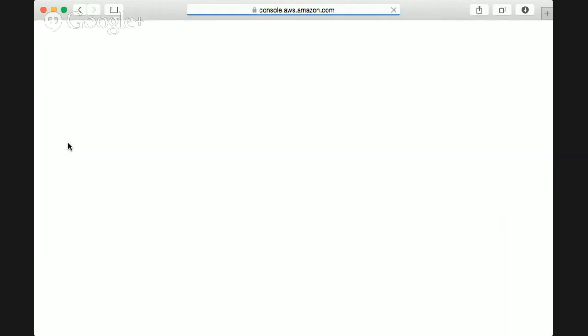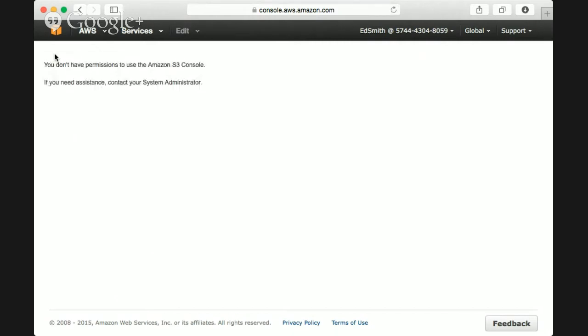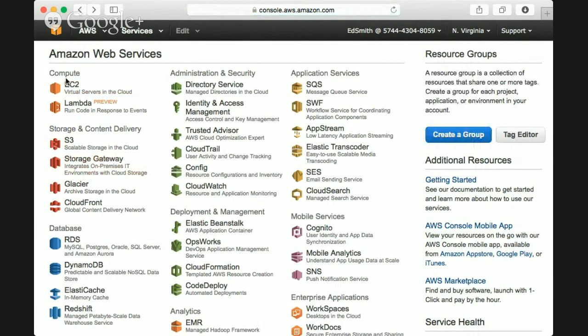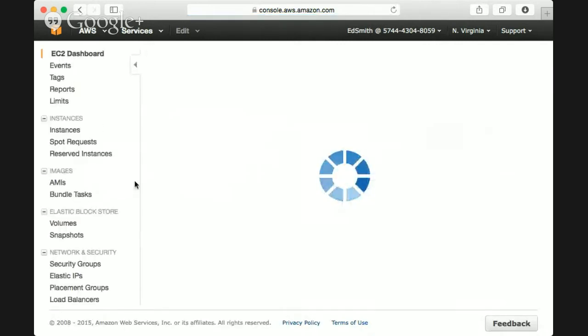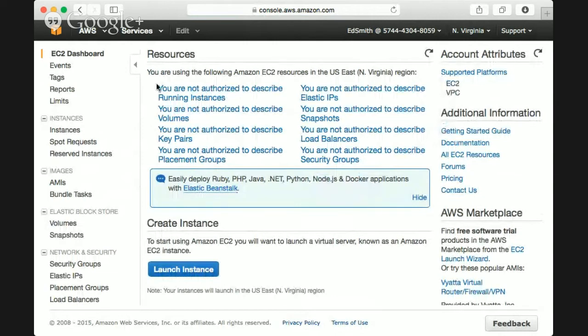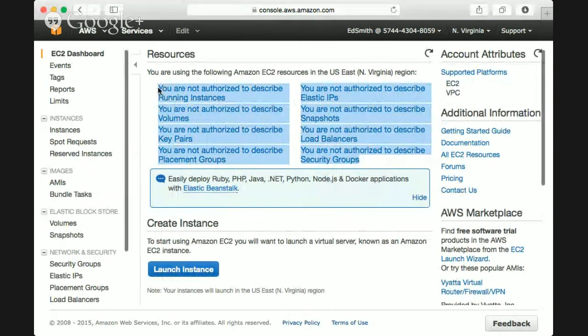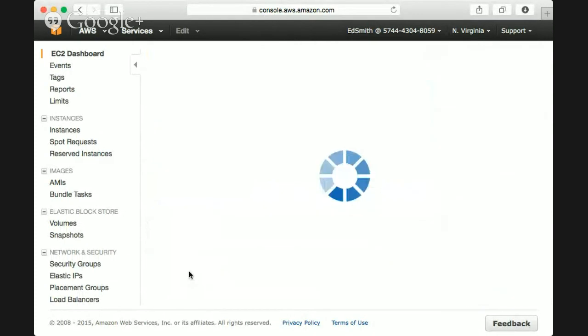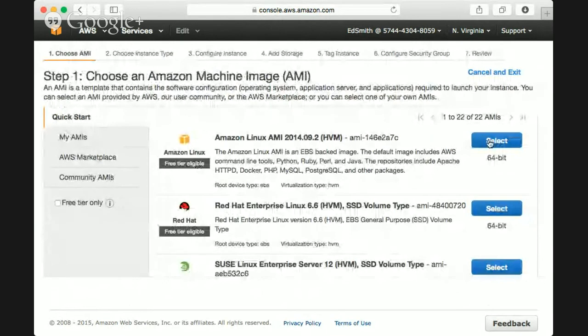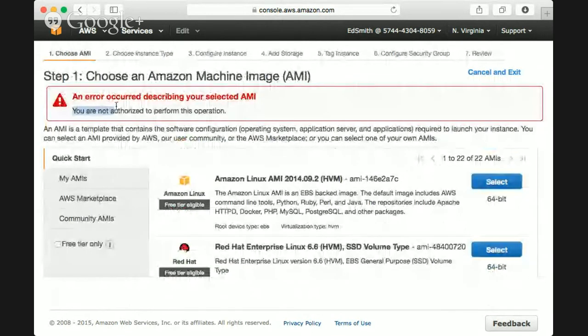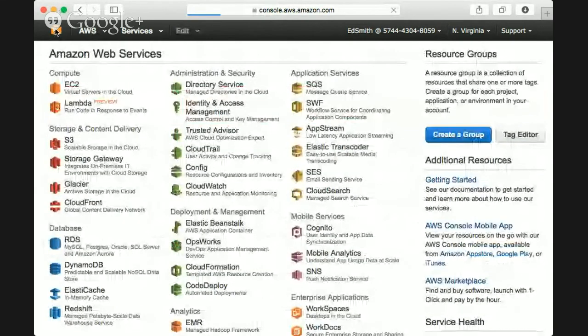You've already seen that if I click S3, it'll tell me that's not going to happen. I can go back and click on, say, EC2 to set up a virtual server in the cloud, and it'll bark at me by saying you're not authorized to do any of this. Even if I try to launch an instance and select an Amazon AMI instance, it again just barks at me, saying I'm not authorized to do this work. So what am I authorized to do?